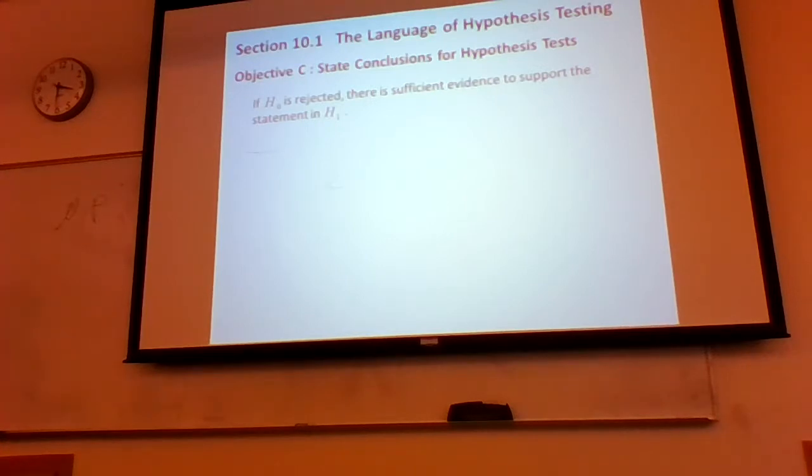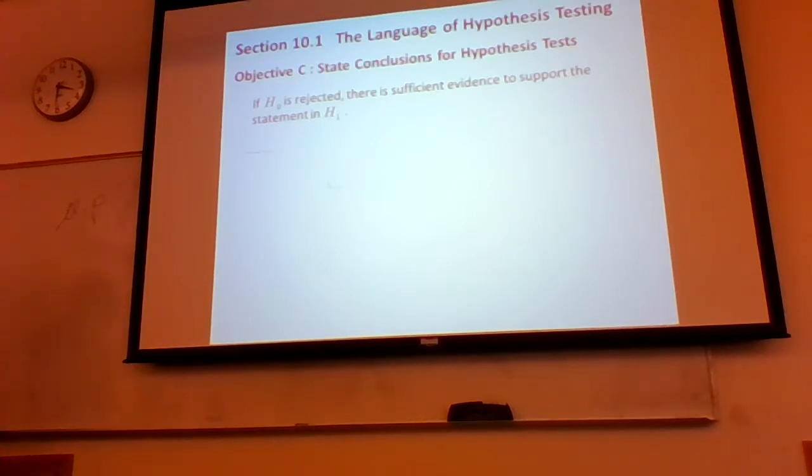So, if you reject HO, what is that called? The null hypothesis. Good. Then you say there is sufficient evidence to support the statement in the alternative. And the alternative is our claim. So what you write is there is sufficient evidence to support the statement in the alternative hypothesis.